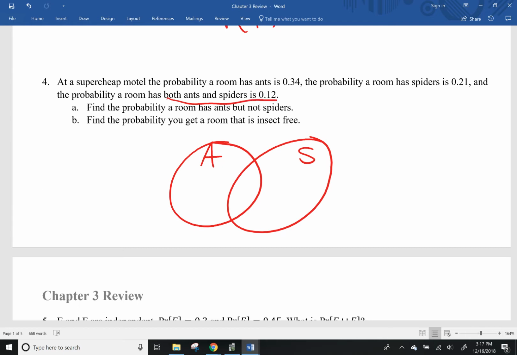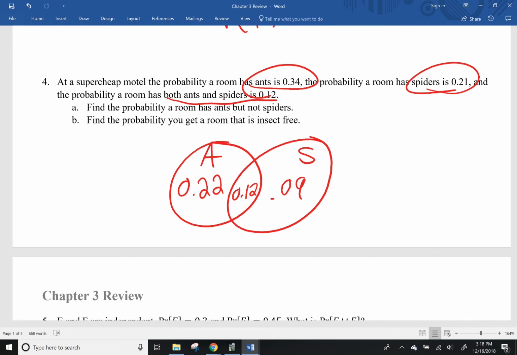Now, both ants and spiders is 0.12, so that's going to be this overlapped region here. Now, ants is 0.34 in total. If we take the difference between 0.34 and 0.12, that'll be the leftover of ants only. 0.34 minus 0.12 is 0.22. So 0.22 probability that it's just ants. 0.12 probability it's both ants and spiders, which gives us a total of 0.34 for ants. Spiders is 0.21. Again, we take the difference between that and 0.12, and I believe that is 0.09, the chance that it's just spiders. Okay, so that at least gives us a visual of the problem.